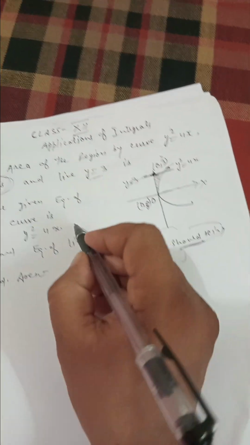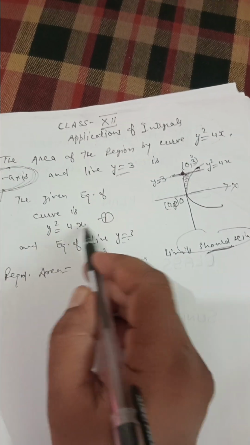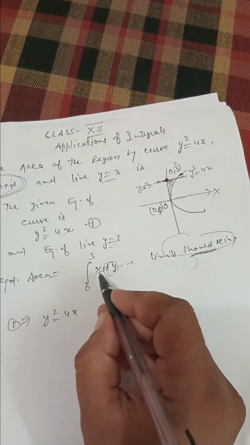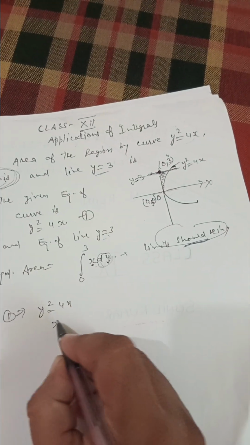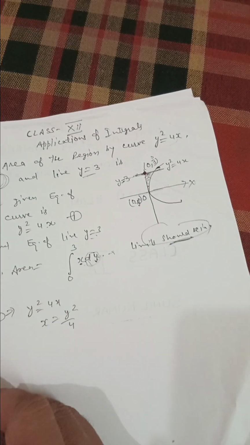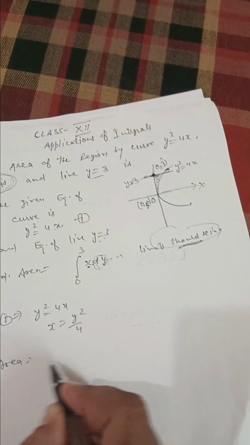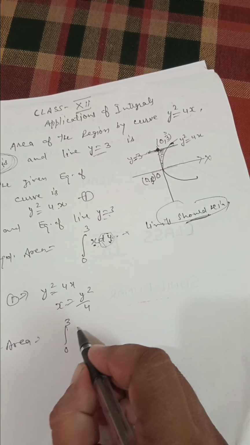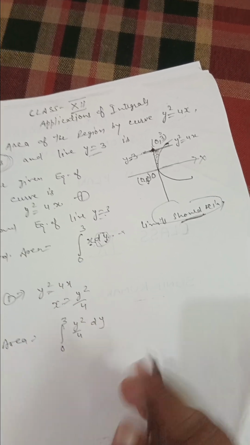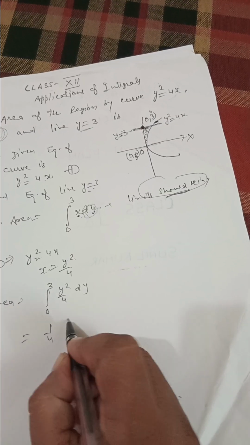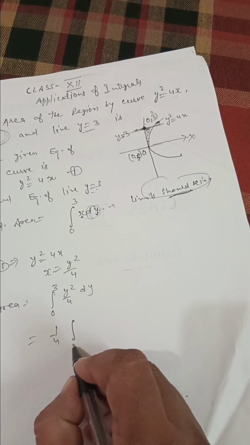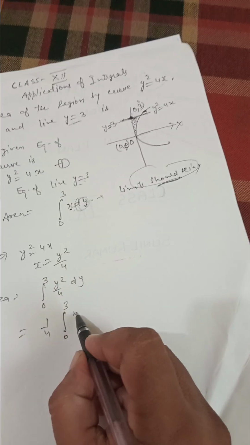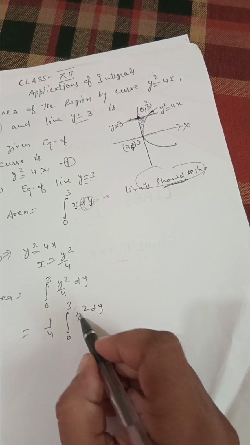From equation number 1, y square equal to 4x, we put the value of x, so x will be equal to y square over 4. Therefore the required area equals the integration from 0 to 3 of y square over 4 dy. Taking 1 by 4 common, we get 1 by 4 times the integration from 0 to 3 of y square dy, and we integrate y square with respect to y.